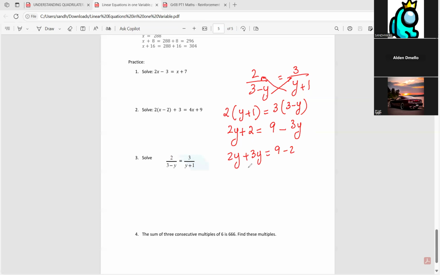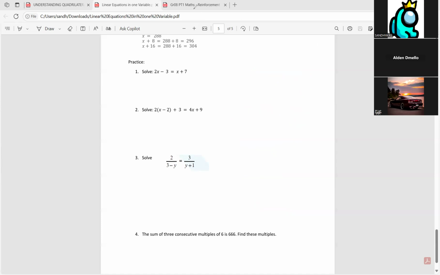In every question I am telling the same thing only. 2 plus 3, 5. 5y equal to 9 minus 2, 7. So y is equal to 7 divided by 5. All these questions we have already solved while doing the textbook exercises. Okay, go through it again. Next question, Fatin, tell.